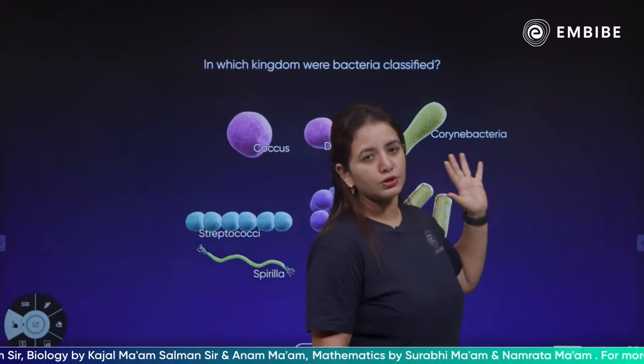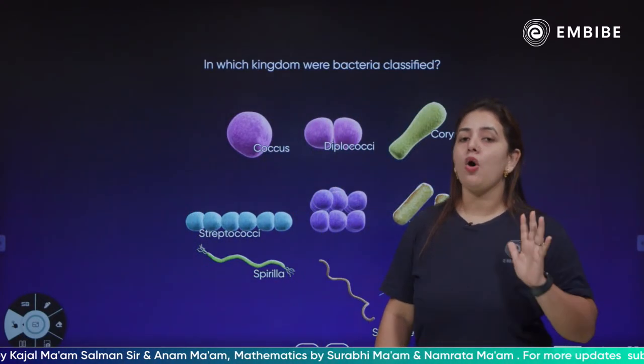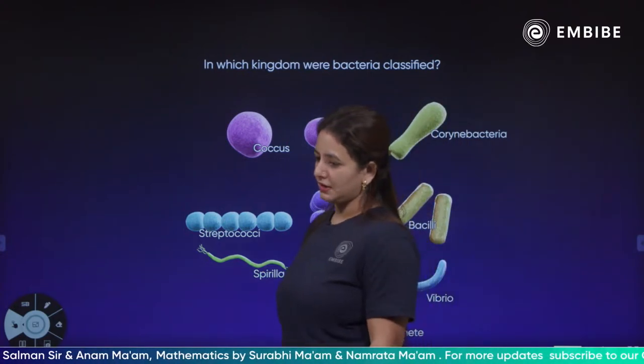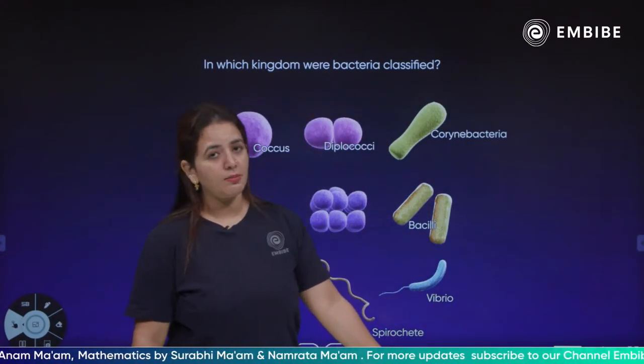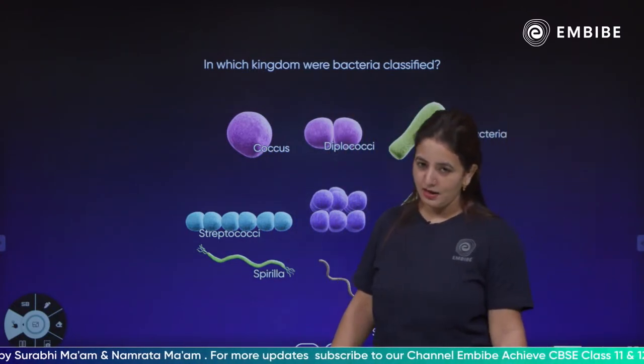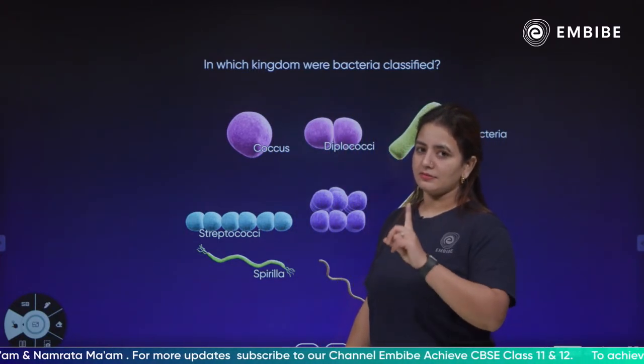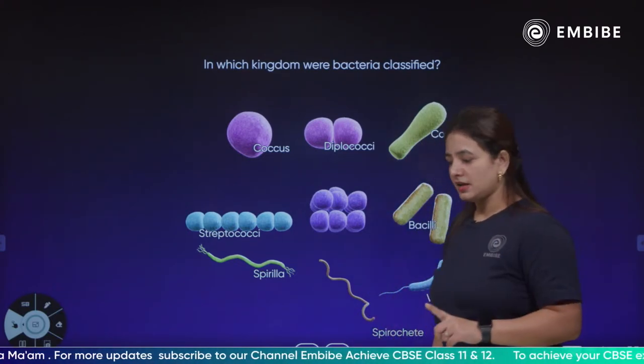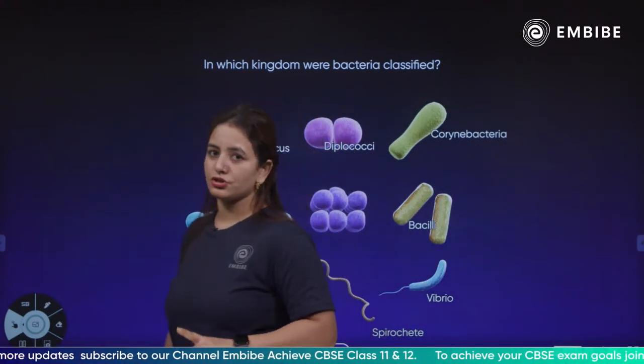This is a question for you. You need to find out in which kingdom all the bacteria were classified. The sixth kingdom classification came into limelight by Carl Woese, who introduced Eubacteria and Archaebacteria. In which kingdom did he add them? That is the answer. We'll discuss it in the coming sessions also.